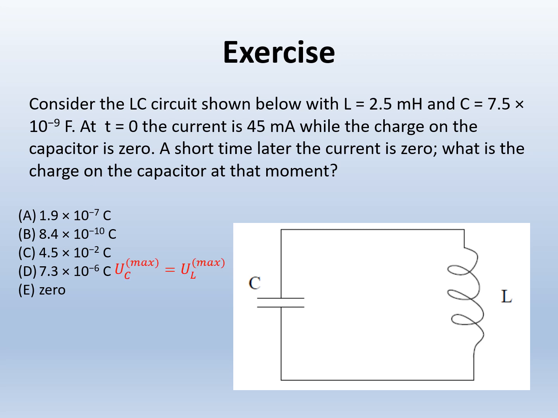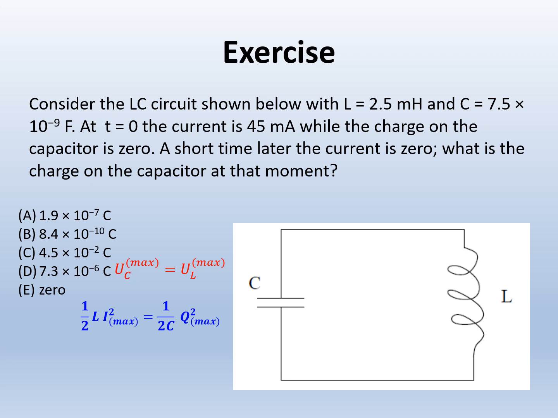If the charge in the capacitor is 0, then the capacitor cannot have any amount of energy. So the capacitor has 0 energy, and that means the total energy of the system must be with the inductor. So the inductor has the total amount of energy, or the maximum energy, while it is running a 45 milliampere current. So that is the clue. The inductor is running a 45 milliampere current, and it then has the total amount of energy of the system.